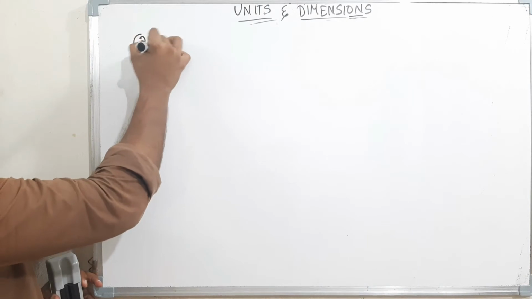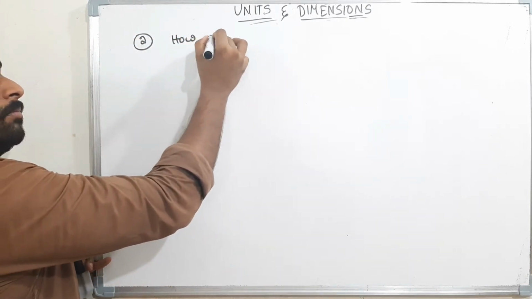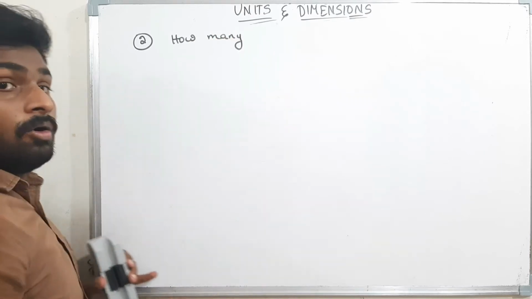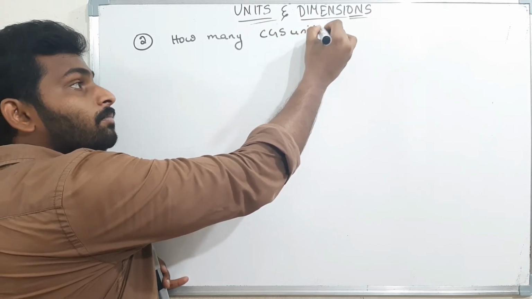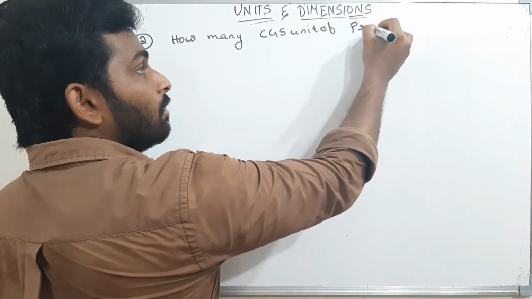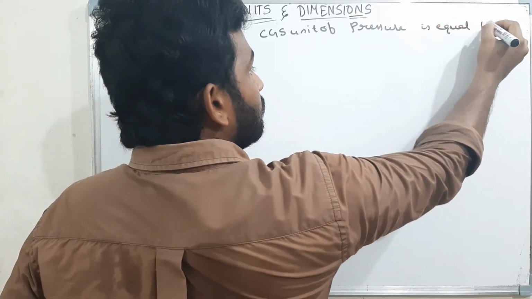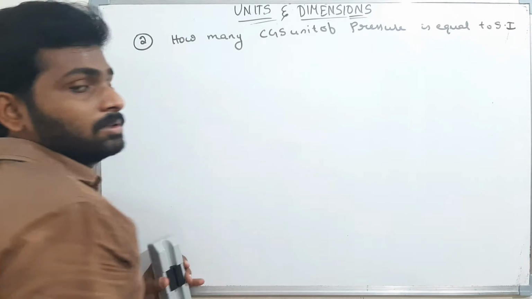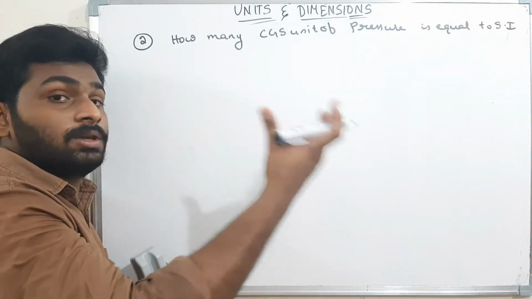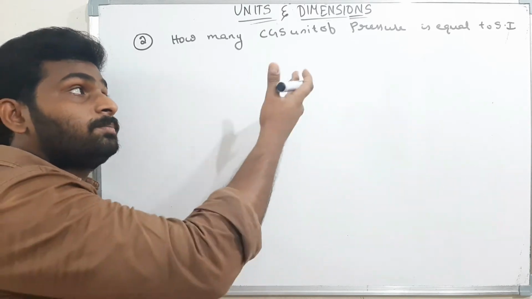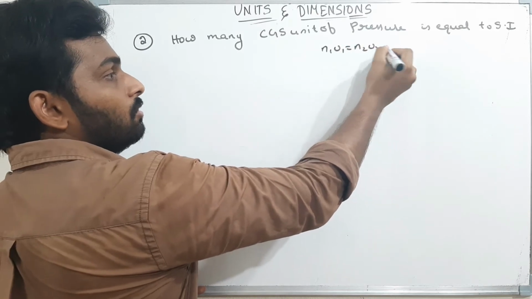Okay, second question. Now they told to find how many CGS units of pressure is equal to SI units. That means they told to find the relation between the SI unit of pressure and the CGS unit of pressure. That means what I have to do? Use the formula N1 U1 is equal to N2 U2.